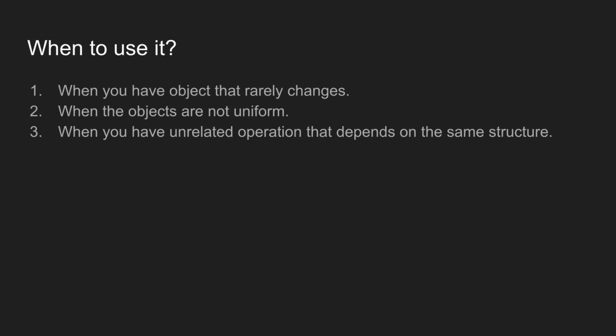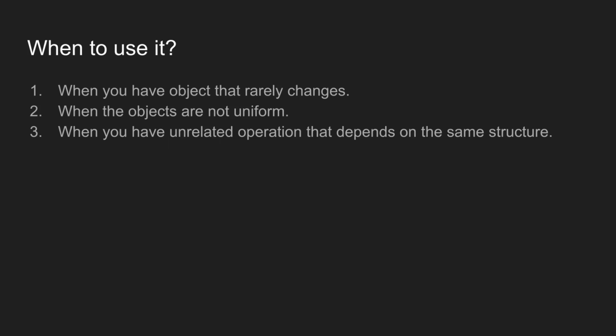Okay, the second thing is when objects are not uniform. So suppose your objects are uniform, in the sense that you only have a list of files and no folders, right? Then it's better to use an iterator. It is comparatively simpler to use an iterator instead of using a visitor.